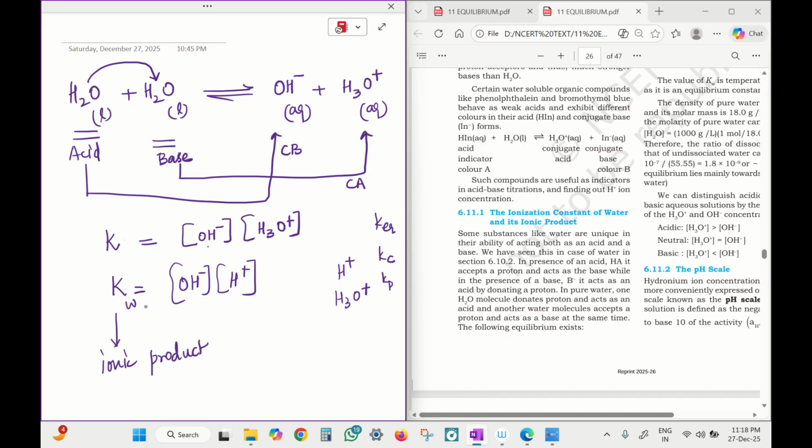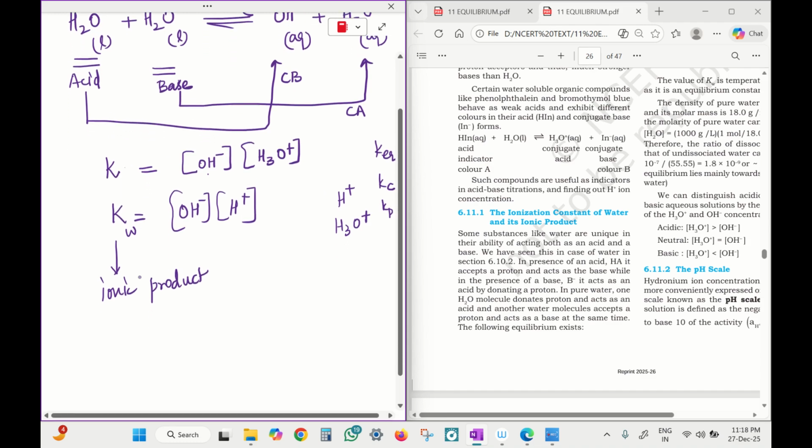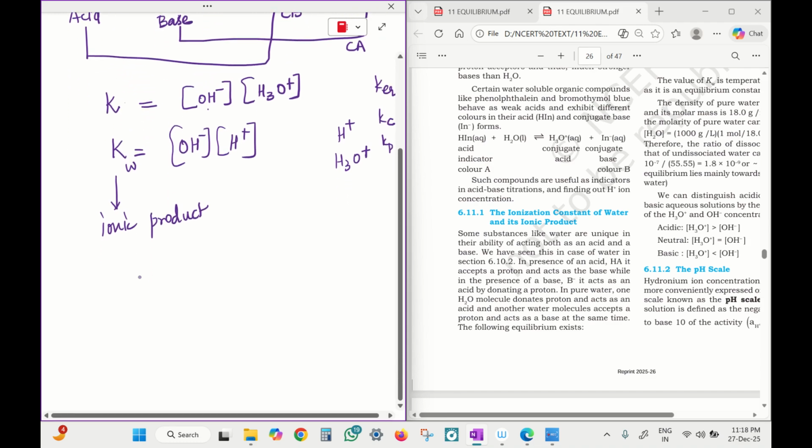Now we know that the equilibrium constant value is fixed at a given temperature. For water, the equilibrium constant or the ionic product of water, that is Kw's value, at 298 Kelvin happens to be measured as 10 to the power minus 14. So Kw at 298 Kelvin.